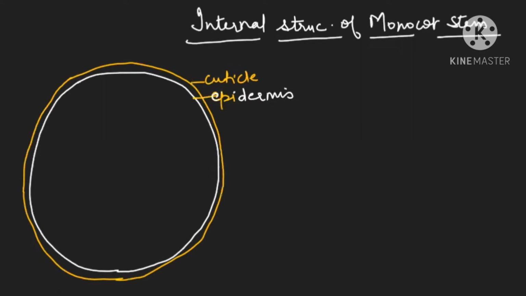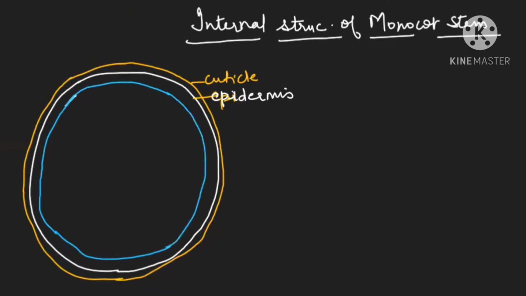Now inside the epidermis, you are finding the hypodermis. This hypodermis layer is made up of sclerenchyma. Remember, in the dicot stem, the hypodermis was collenchymatous. But here this hypodermis layer is made up of sclerenchyma. So this is hypodermis, and hypodermis is made up of sclerenchyma.